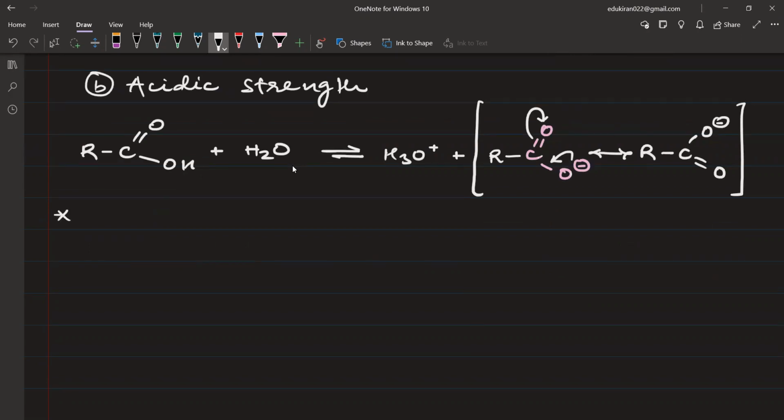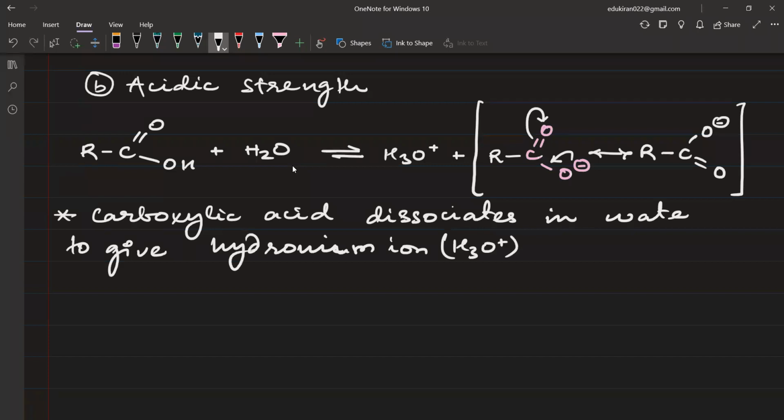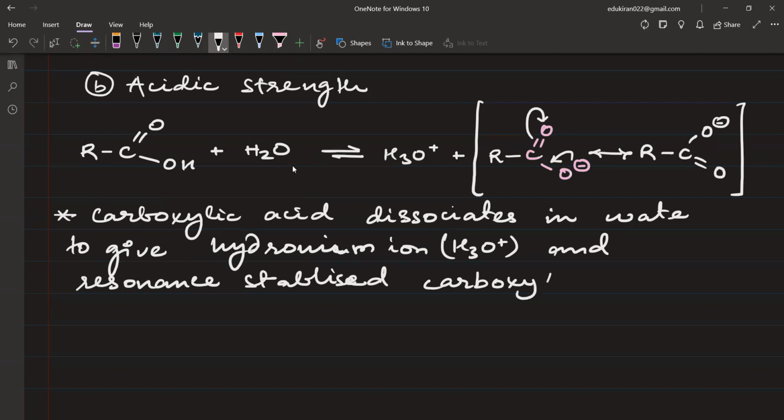So please write: carboxylic acid dissociates in water to give hydronium ion, H3O positive, and resonance stabilized carboxylate ion. Since this carboxylate ion is resonance stabilized, we can say that it has acidic nature.